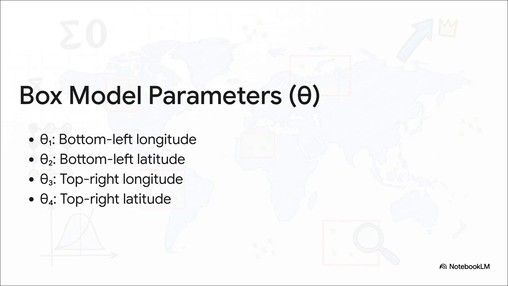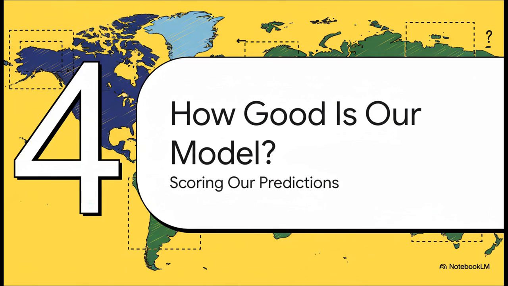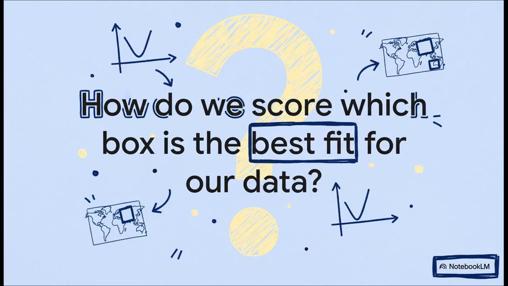With just those 4 numbers, we can describe any possible box on our map. Okay, this is great. We now have a whole family of potential models, basically every box we could possibly draw. Which leads us to the very obvious next question: how do we figure out which one is any good?